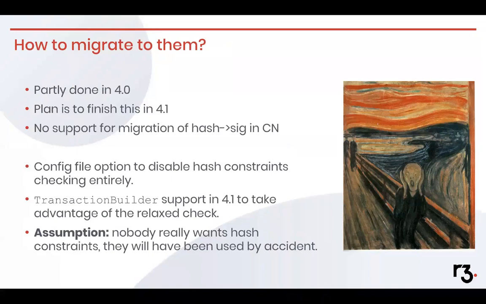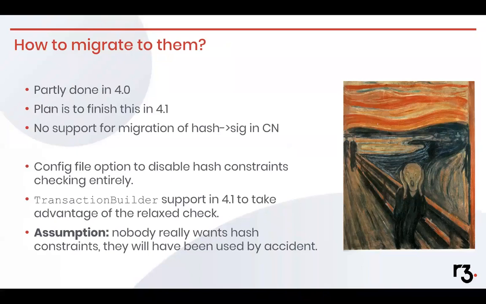So what have we done in Corda 4? Well, we tried several approaches, and I wrote up a big email to Corda Dev that went into why these different approaches didn't pan out. And what we're doing instead now is something very simple, which is we've added a config file option to just disable the checking of hash constraints entirely.